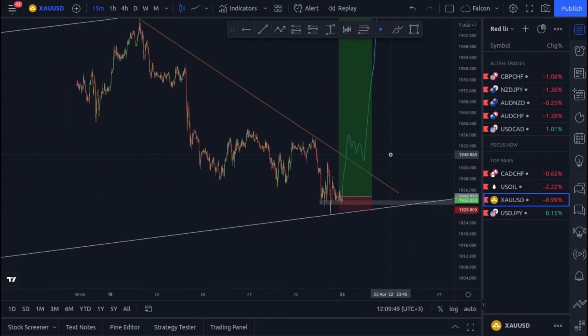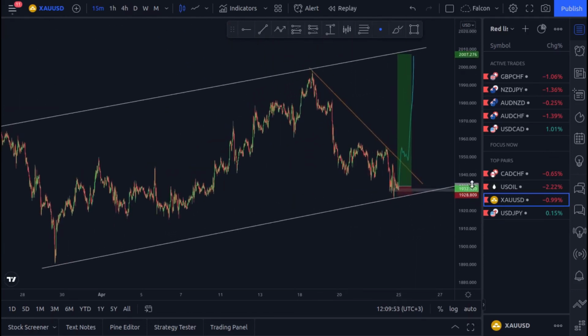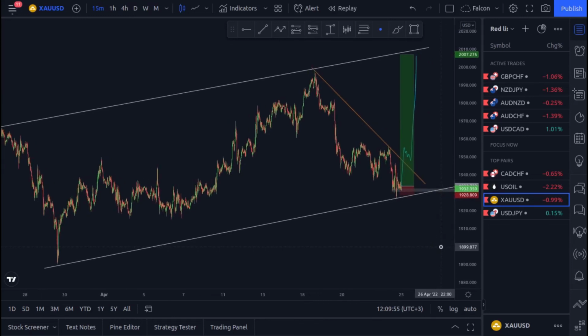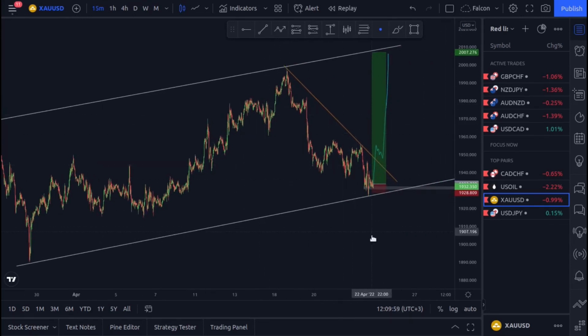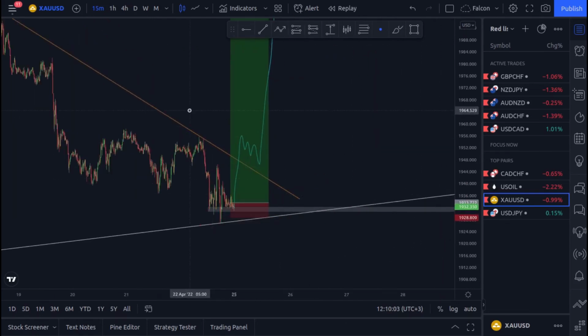So this one is also a nice setup. You can enter this trade on Monday when the market opens, immediately. You can enter this trade because gold is so nice. So this one is our trade of the week. We have already seen the trade of the month. This one is a trade of the week.